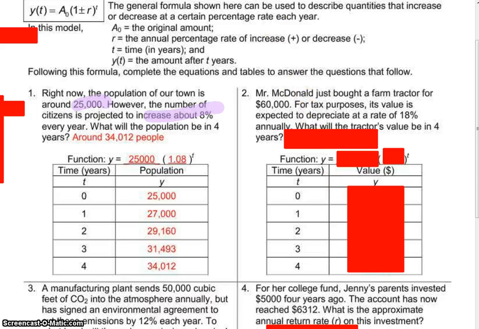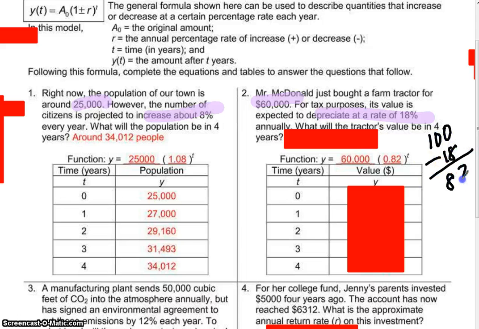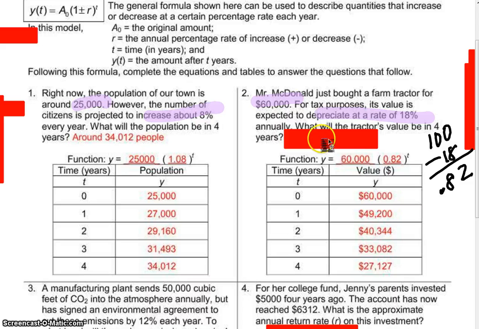Mr. McDonald just bought a tractor for 60,000. It's going to depreciate. Depreciation means that your value is going down. So your A is 60,000 and your B is 0.82. You get your 0.82 by saying 100% minus 18%. You get 82, and it has to be a decimal because it's a percent. You put that into y equal, go to your table, and so after 4 years, it's worth 27,127.